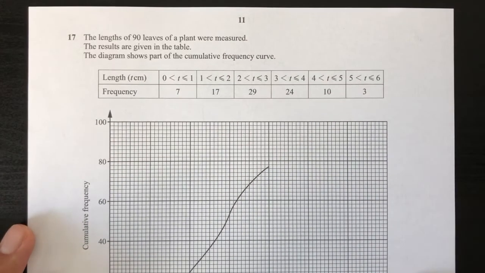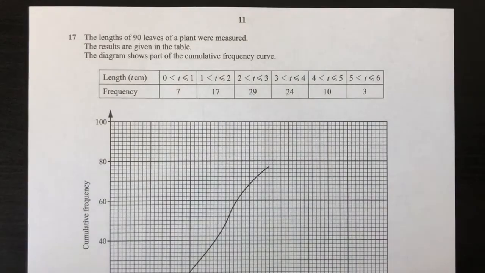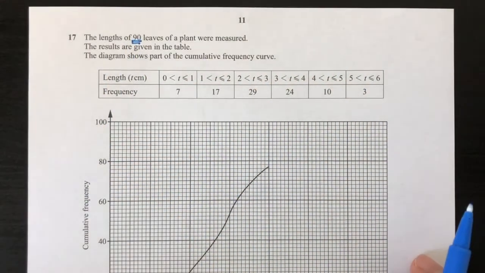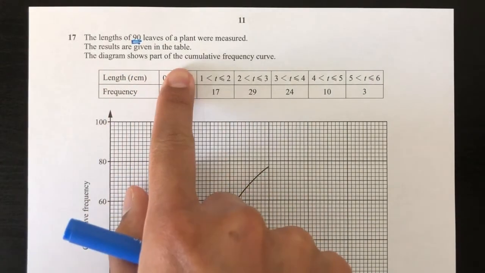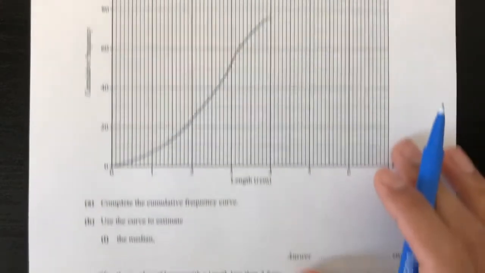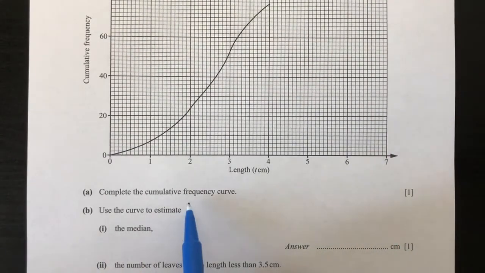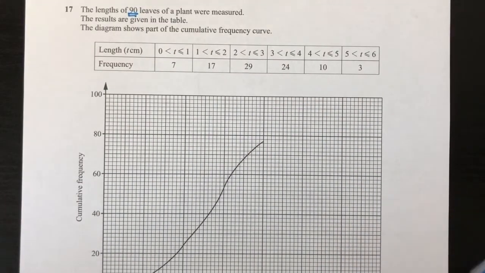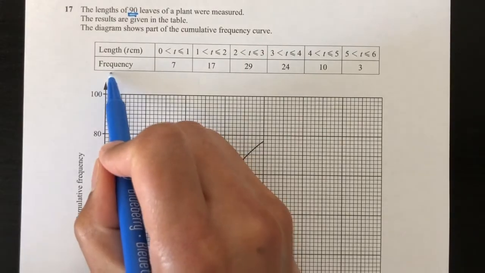Now let's move on to question number 17. So we have the length of 90 leaves. So this is good to know. We have 90 leaves. Our plants were measured. The results were given in the table below, and the diagram shows part of the cumulative frequency curve. Okay. Now part 1. Complete the cumulative frequency curve. So let's do the rest. So we have to complete that.